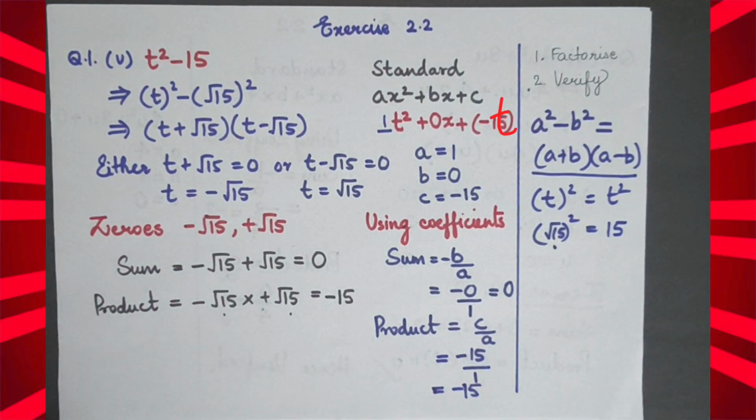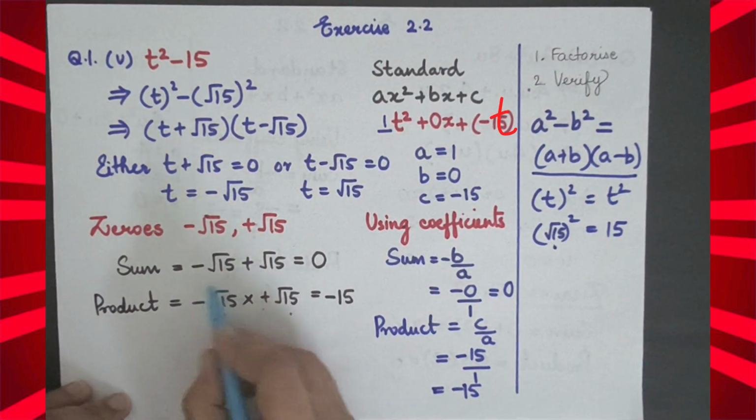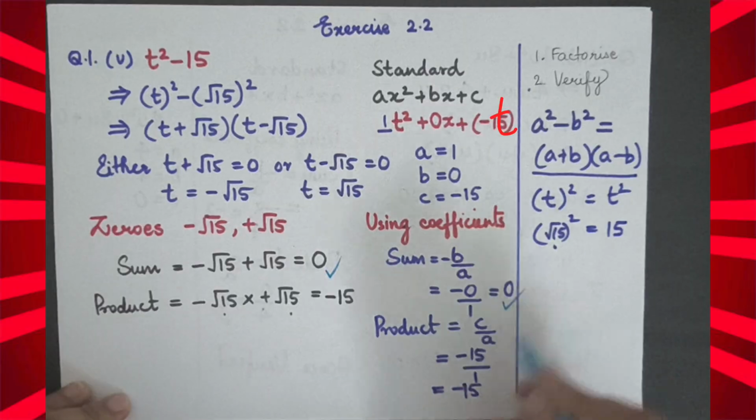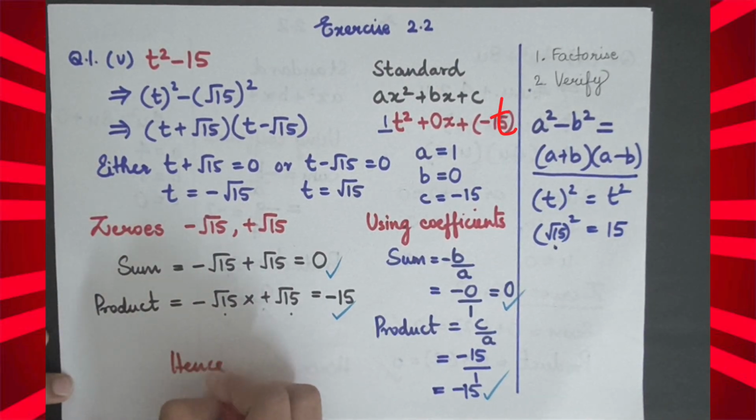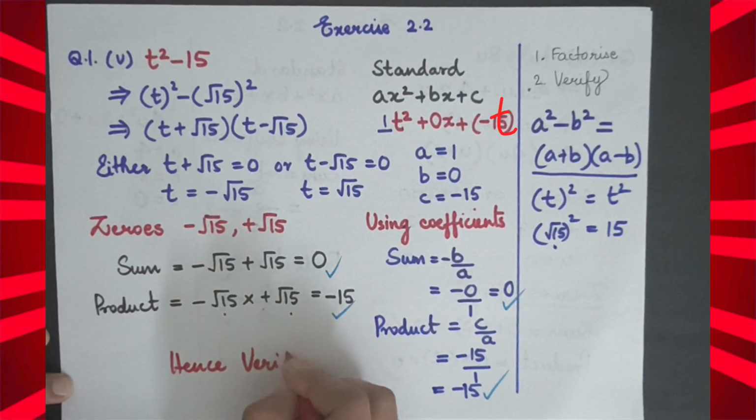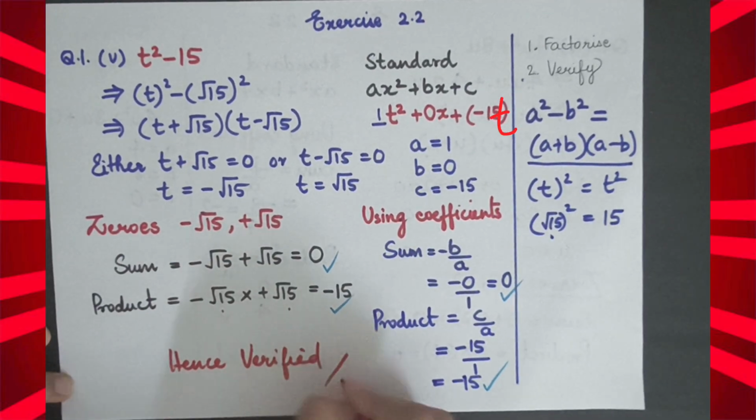Now we can compare the sum and product that we have found on both the sides using the zeros. The sum was 0 and the product was minus 15, and using coefficients also it's the same, we get the same answer. So since we see the relationship between zeros and coefficients, it is verified.